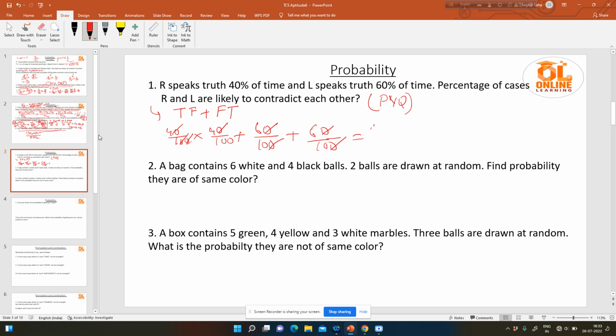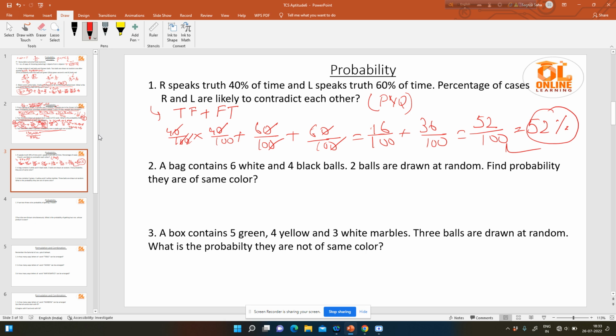Okay, so 16 by 100 plus 36 by 100, it would be 52 by 100. So in 52% of cases, they are likely to contradict each other. Okay, this is your answer.